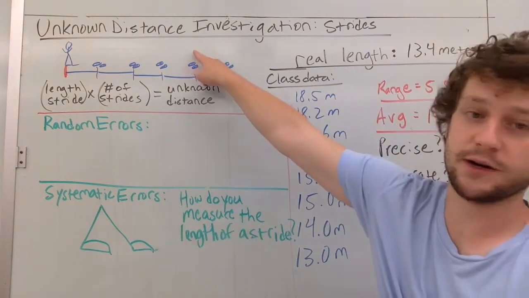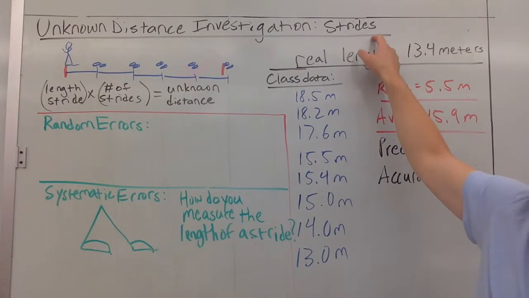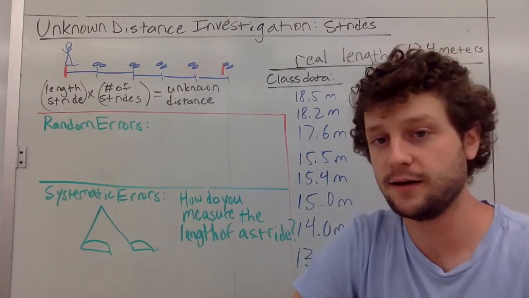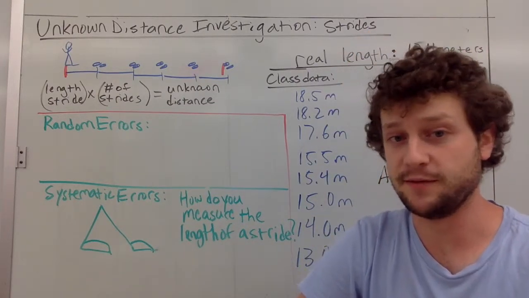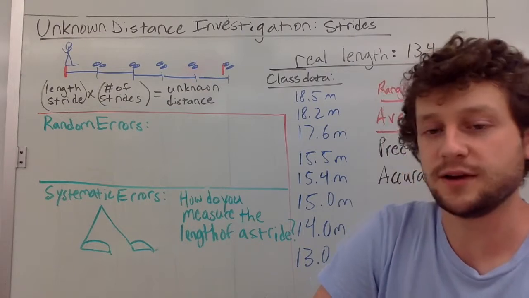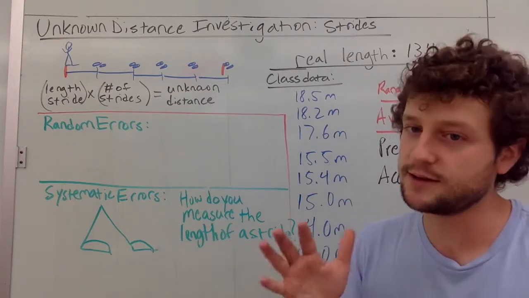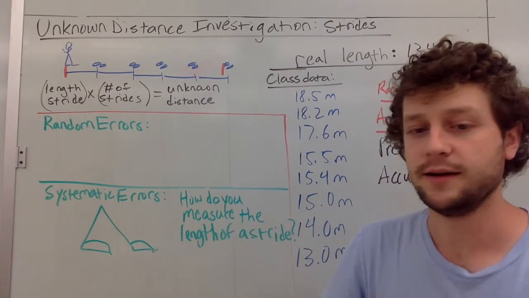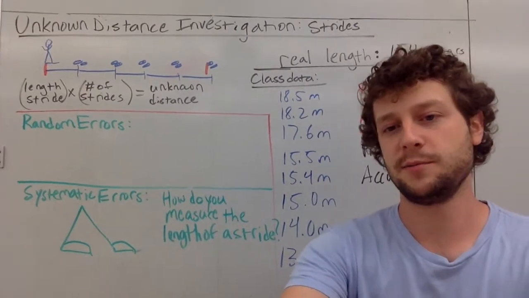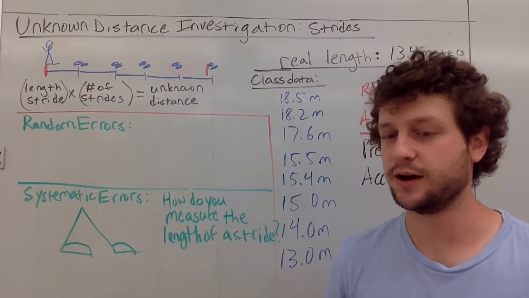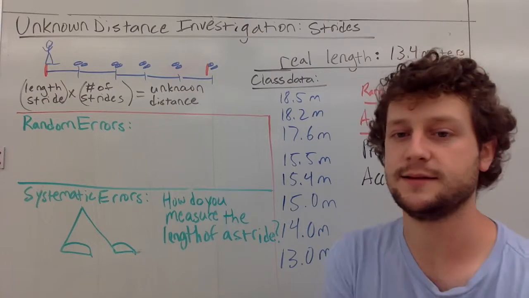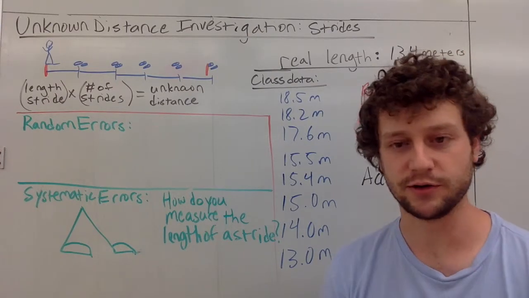So you can see we're going to talk about strides right now, the first method of measurement for that unknown distance that you used. And you might have found that strides wasn't the best method, okay? You probably had to take over 10 strides, and within that, somewhere you went off. I mean, you're only human, right?